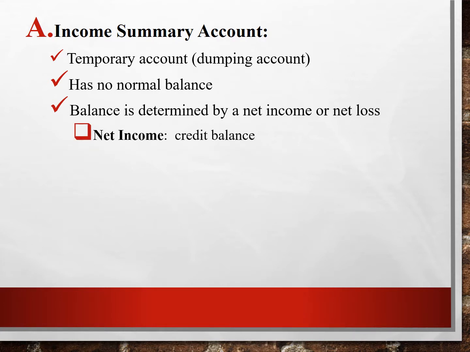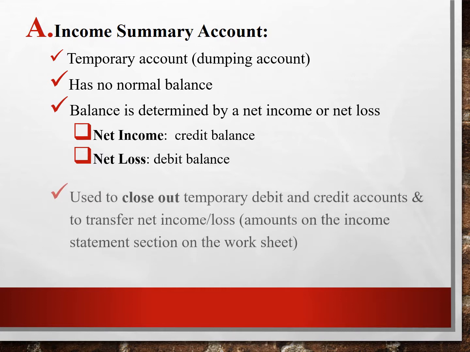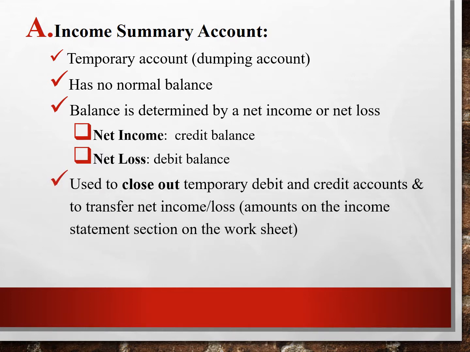If the business has a net income, the income summary account will have a credit balance. If the business has a net loss, the income summary account will have a debit balance. The income summary account is used to close out temporary debit and credit accounts, as well as to transfer net income or net loss to the capital account.